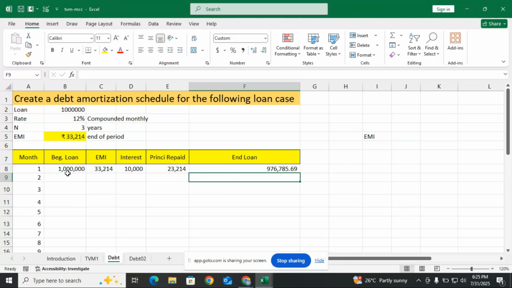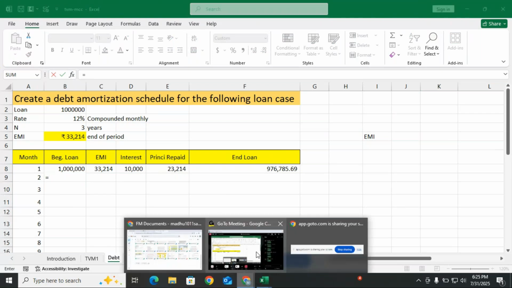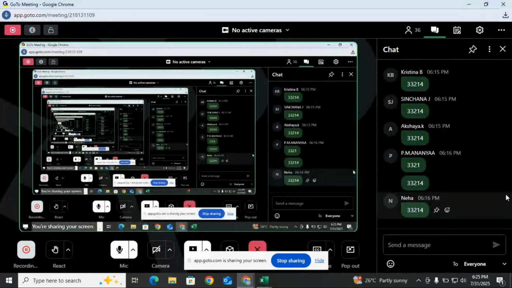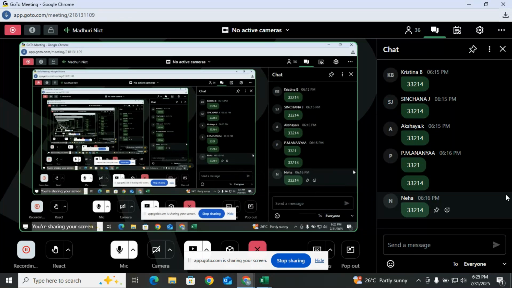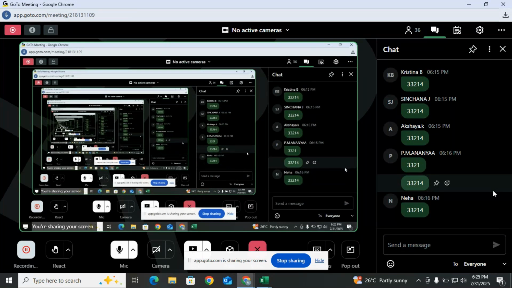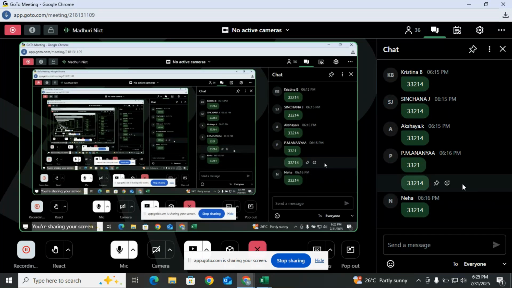So again, what you're going to do is, for the second month, now before I go for the second month, is the first month calculation clear for you? Anyone has a doubt? In case if you have, you can just unmute yourself or you can put up in the chat box. Fine. So then I'll proceed with the second month calculation.